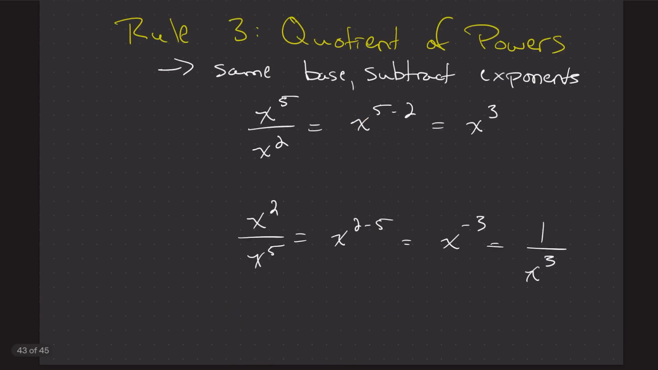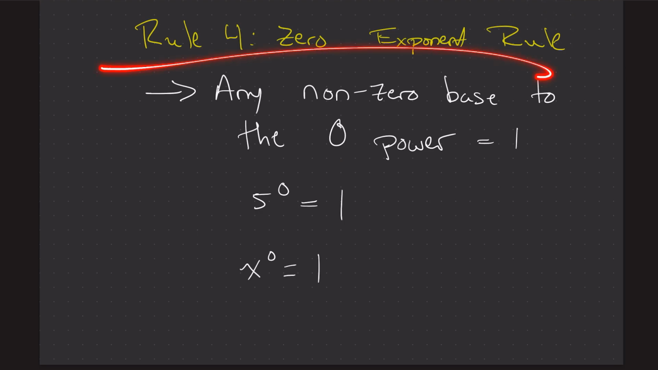Rule number 3 is the quotient of powers. We have the same base, x here, and we subtract the exponents. So x to the 5th power over x to the 2nd power equals x to the 5 minus 2, which equals x to the 3rd. We flip that and do a separate problem, x to the 2nd power divided by x to the 5th power. We get x to the 2 minus 5, which is x to the negative 3rd, which is 1 over x to the 3rd power.